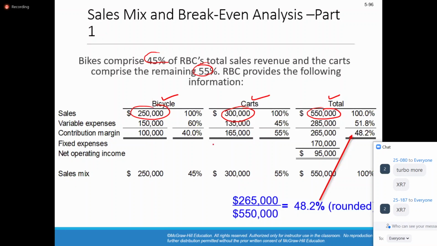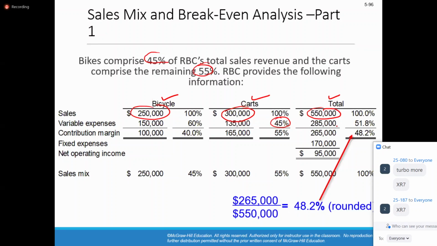so if we see the variable expenses, these are different. In bicycle, we see their variable expenses is 60% of the sales price. So their contribution margin is 40%. And fixed expenses is in total here. And in case of cart, the variable expense portion is lower, only 45%. So they have a bigger contribution margin compared to bicycle.